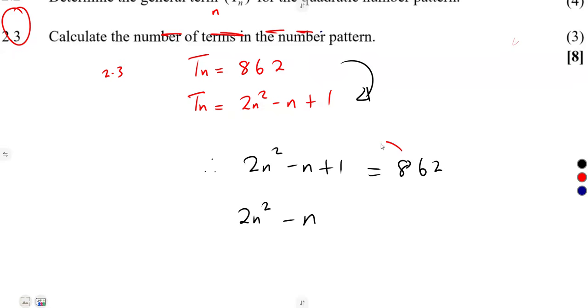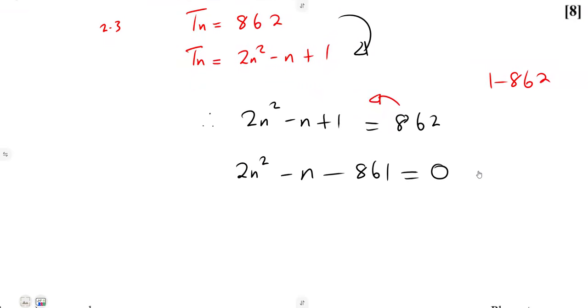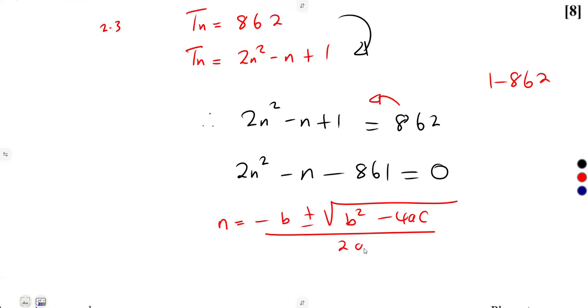So this to the other side is going to be negative 1 minus 862, which gives us negative 861, and that is equal to 0. Here we can apply factorization, that is fine, but for these bigger values I advise you to use your quadratic formula at once. So solving for n is negative b plus or minus the square root of b squared minus 4ac, over 2 times a, where our a is the coefficient of n squared, so that's 2. The coefficient of n is our b, so that's negative 1, and our constant is negative 861.